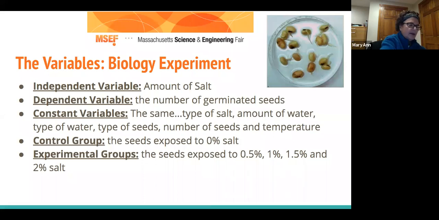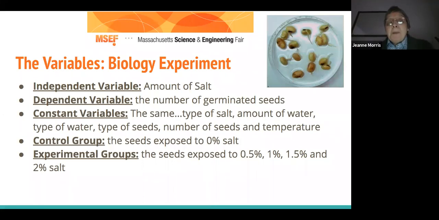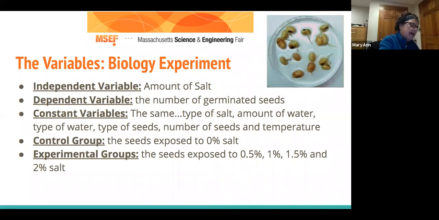If the amount of salt increases, then what would you expect to happen to the number of germinated seeds? The seeds, less seeds will germinate, if at all. Excellent. So if the amount of salt in the solution increases, then the number of germinated seeds is expected to decrease. So what you're predicting here is, with 0%, you're going to get the most germination, and then less and less and less.